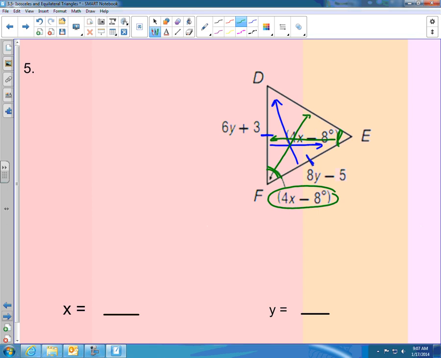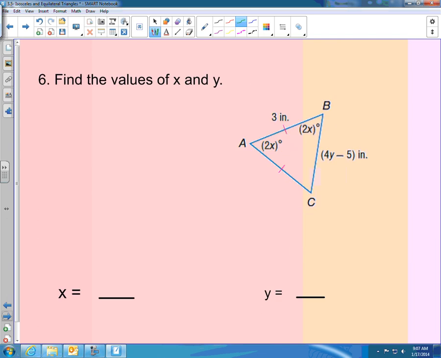So we see two sets of congruent parts. So then that's going to tell us that all three of the angles are congruent and all three of the sides are congruent. So if all three angles are congruent, we can take our 4x minus 8 and set it equal to 60. And then our two y expressions can be set equal. Go ahead and solve for x and y now that I've set this up for you.